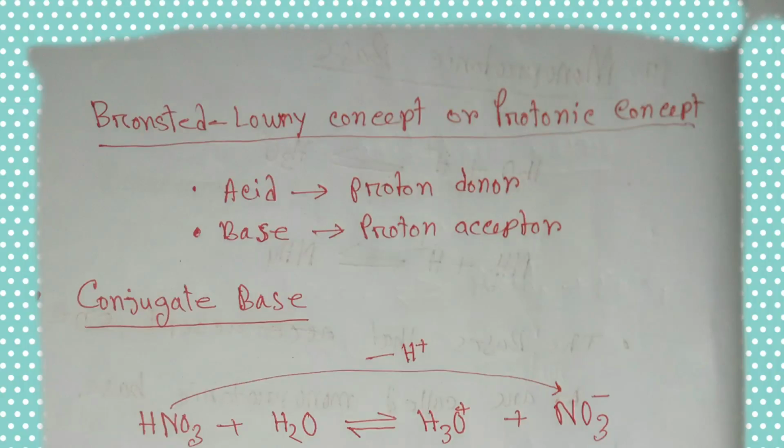Guys, today we're going to learn about conjugate acid, conjugate base, and conjugate acid-base pair. So let's get started. First of all, according to the protonic concept or Bronsted-Lowry concept, an acid is a proton donor. On the other hand, a base is a proton acceptor, right? You have to bear this in mind, otherwise you will not understand conjugate acid or conjugate base.